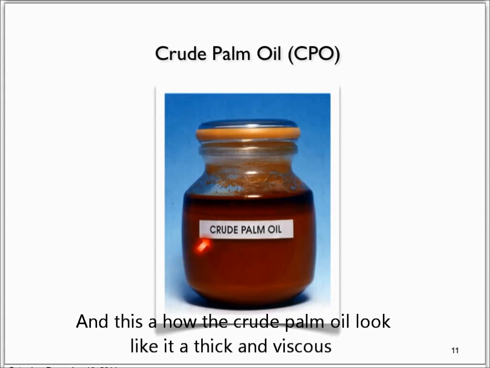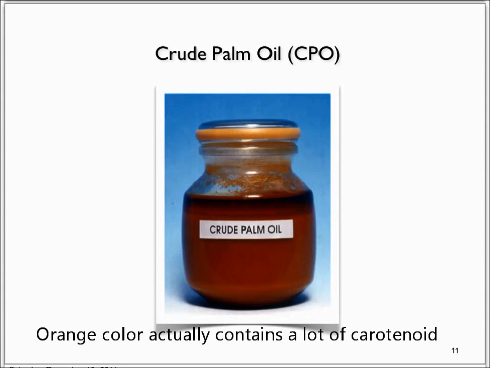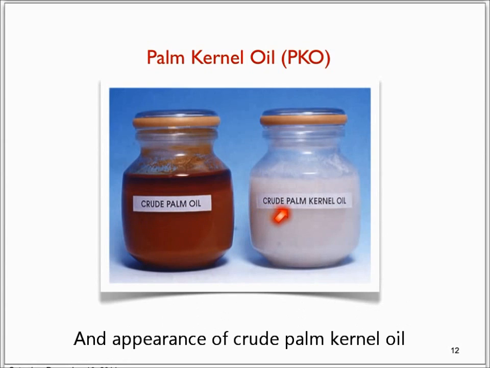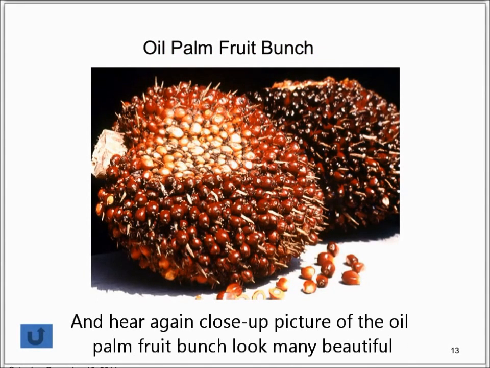And this is how the crude palm oil looks. It's quite thick and viscous, with a red or orange color. It actually contains a rich amount of carotenoids. In this picture you can see a side-by-side comparison between the appearance of crude palm oil and crude palm kernel oil. And here again is a closer-up picture of the oil palm fruit bunch. Looks very beautiful, isn't it?